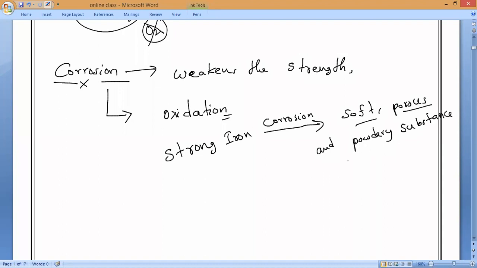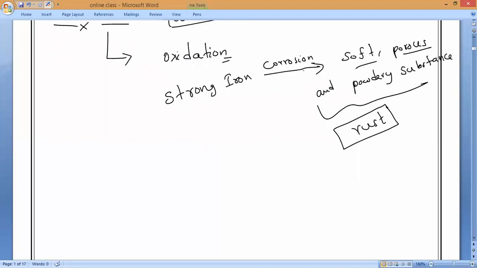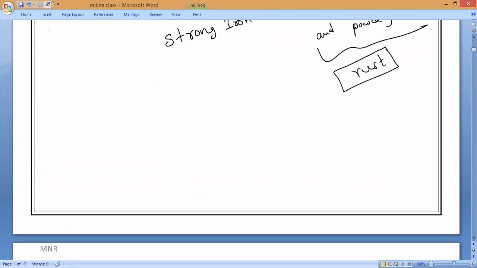That is what we call rust, or corrosion. Once corrosion takes place in any metal, it becomes weak; it weakens the strength of the metal. That is what you have to remember. So that is why we must know how to protect it. That is what we are going to study: prevention of rusting, or prevention of corrosion.